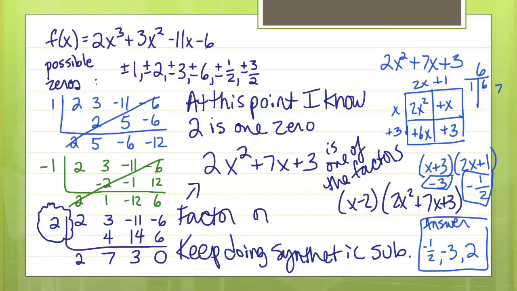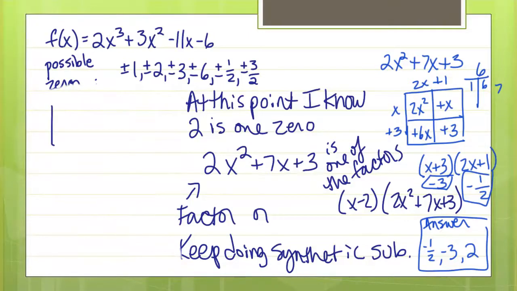I'm going to actually erase some of this to make myself some room. I don't often do that, but I want to leave some of this stuff on the screen. If I had kept going and I kept doing my synthetic substitution, I could have done synthetic substitution on this littler thing, and I really would have to try 2 again. So again, we already have the answer. I'm just showing you this would have been the other route to go.